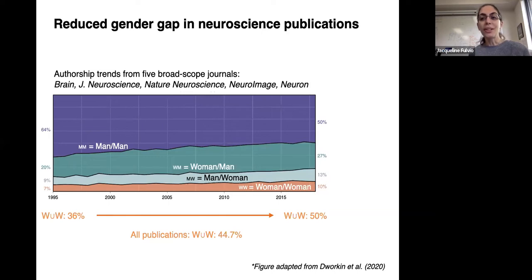But a concern is that the frequency with which these papers are cited is not balanced. So there are imbalances in the citations, and it's also been shown in other fields as well. So Dworkin and colleagues addressed this question. They were motivated by the fact that there are downstream effects of citations on a researcher's visibility and their career advancement. So understanding the role of gender in citation practices is a critical step in addressing scientific inequity.